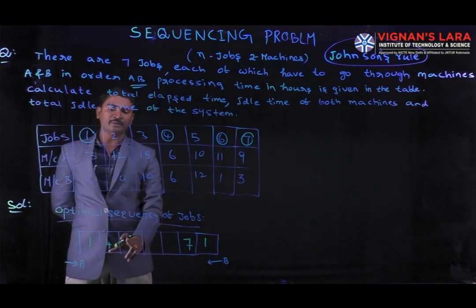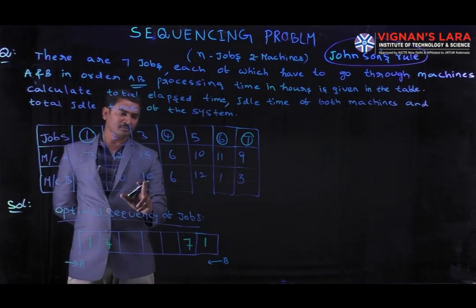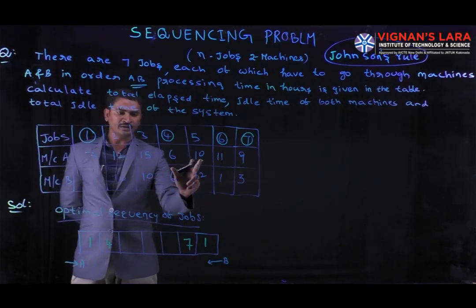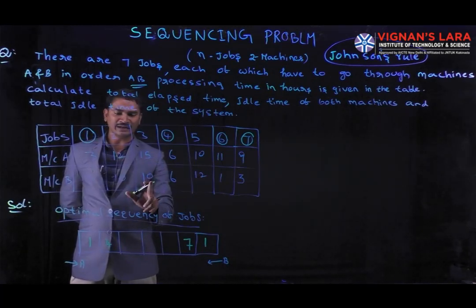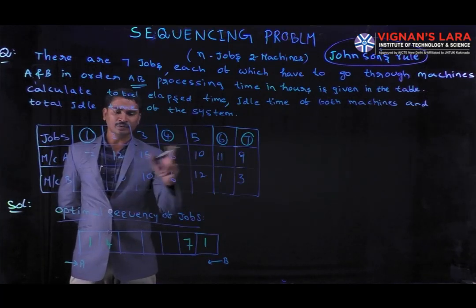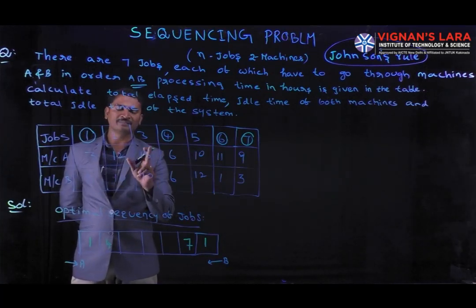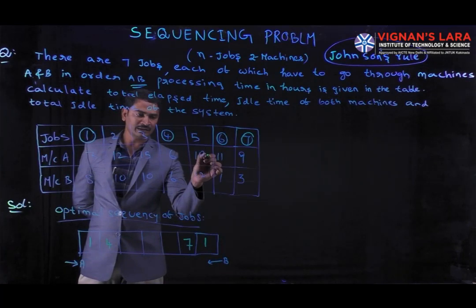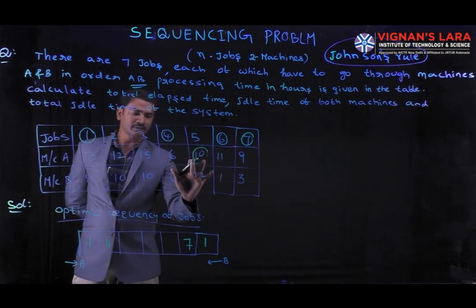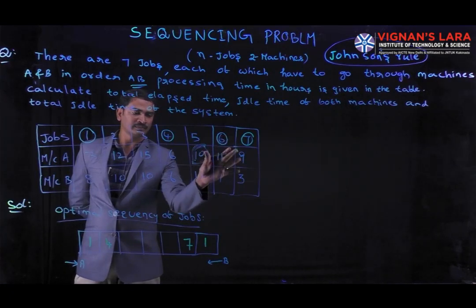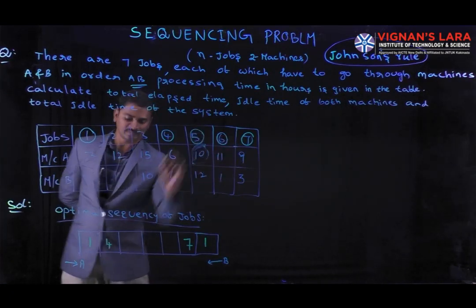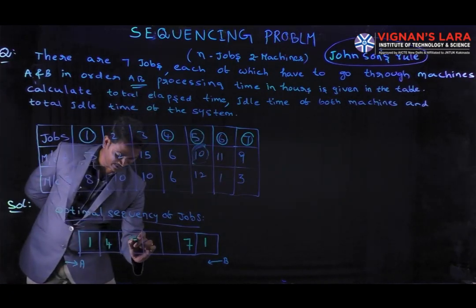Next, coming to the next minimum. What is the next minimum? Here we have the minimum 10, 10, 10. So from this we are going to take 10. Here machine A we have taken this value. 5, I am going to take 5 here.